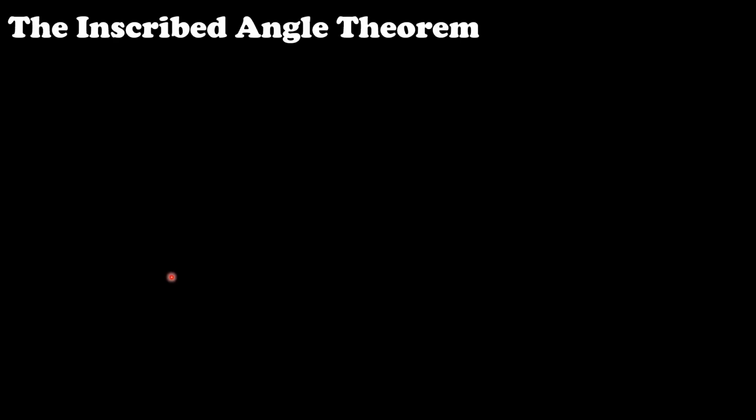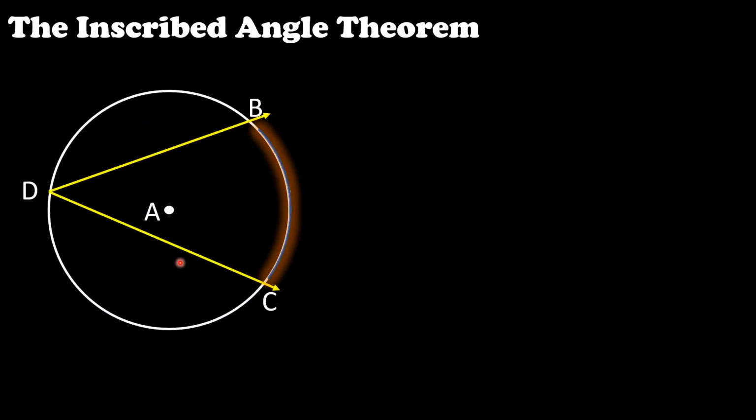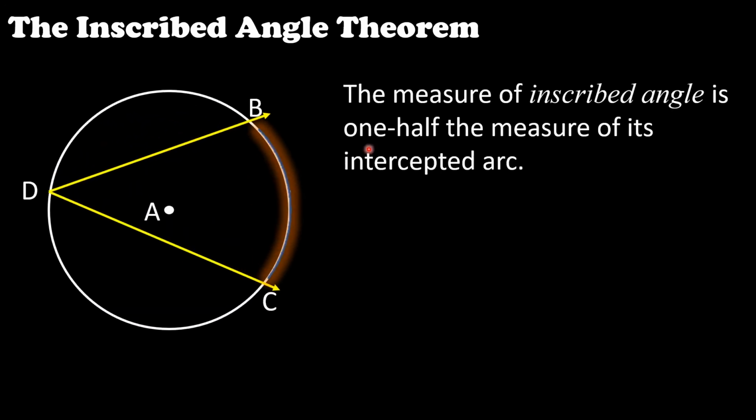This time, let us have some theorems. The inscribed angle theorem: the measure of an inscribed angle is 1/2 the measure of its intercepted arc. In the figure, inscribed angle BDC intercepts arc BC of the circle. Hence, from the inscribed angle theorem, the measure of angle BDC is equal to 1/2 times the measure of arc BC.